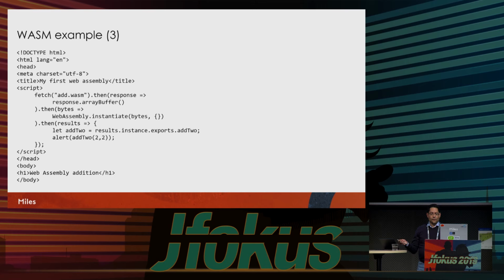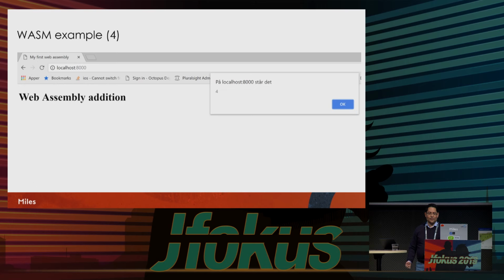Then we can call results.instance.exports and then this function. Remember, we called this function add2, and we can assign that to a variable that we also call add2. Then we can just use a regular alert function in JavaScript: alert add2 and insert the numbers that we want to have added. Lo and behold, this is what happens if we run this in the browser. We have done our first WebAssembly addition.